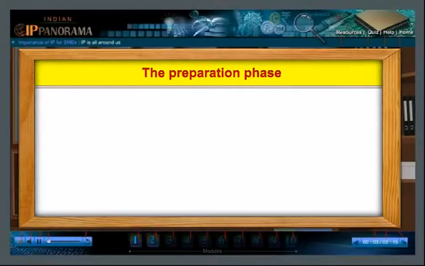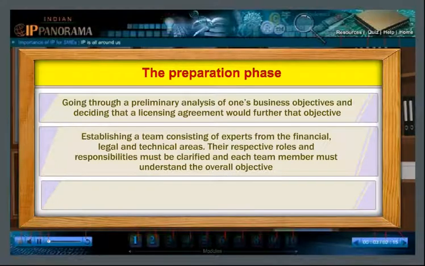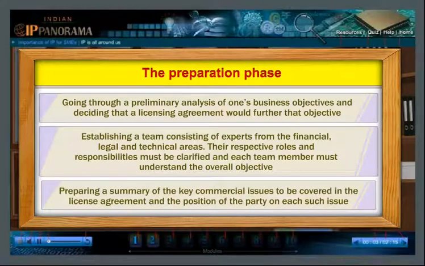The preparation phase. Going through a preliminary analysis of one's business objectives and deciding that a licensing agreement would further that objective. Establishing a team consisting of experts from the financial, legal, and technical areas. Their respective roles and responsibilities must be clarified, and each team member must understand the overall objective. Preparing a summary of the key commercial issues to be covered in the license agreement and the position of the party on each such issue.